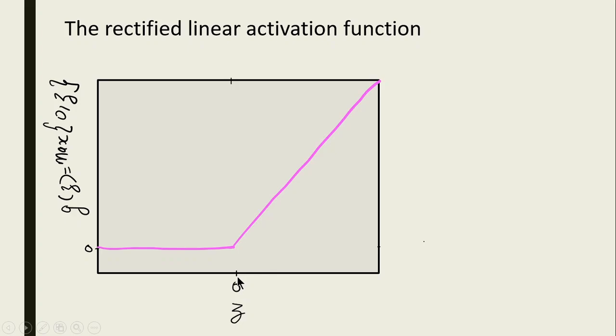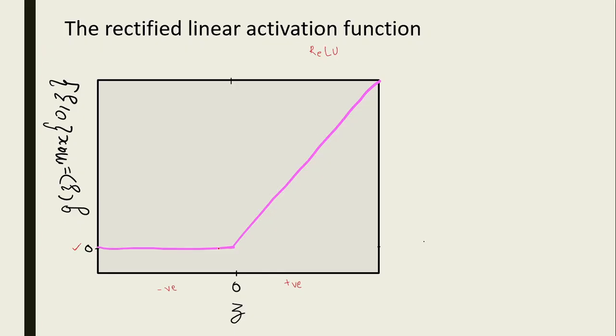Or in simple words, here we have the negative values and here we have the positive values. If the input to this rectified linear function, or ReLU, is negative, that means less than 0, the output is always 0. And if it is a positive value, the output is always a linear value. The output will be linear.